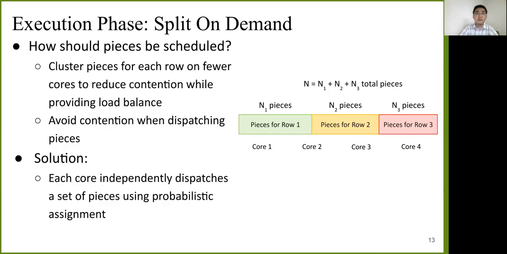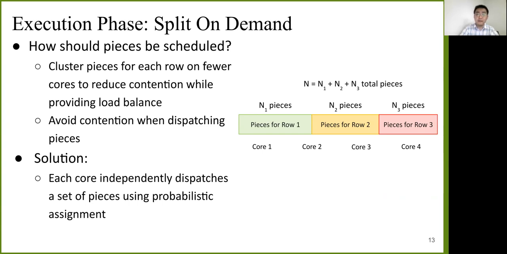So how should the pieces be scheduled? What we want is to cluster pieces for each row on fewer cores to reduce contention, while at the same time providing load balance. To avoid contention when dispatching pieces, our solution is that each core independently dispatches a set of pieces using probabilistic assignment.